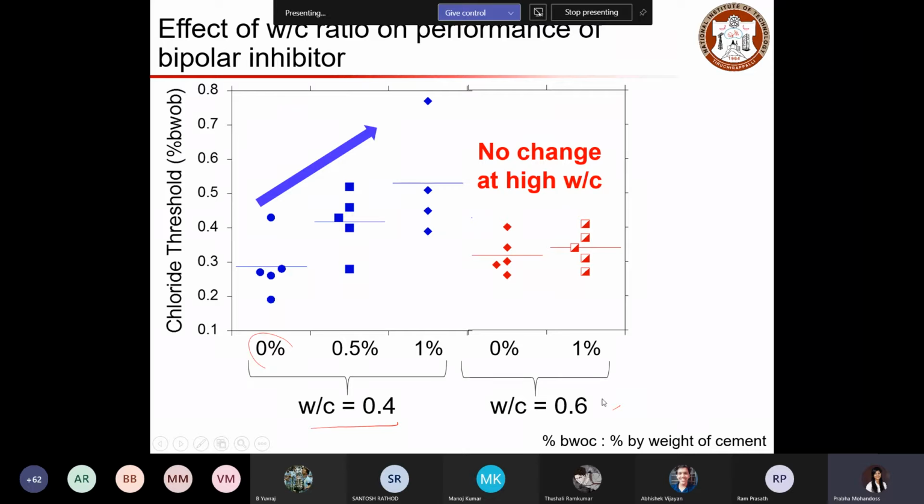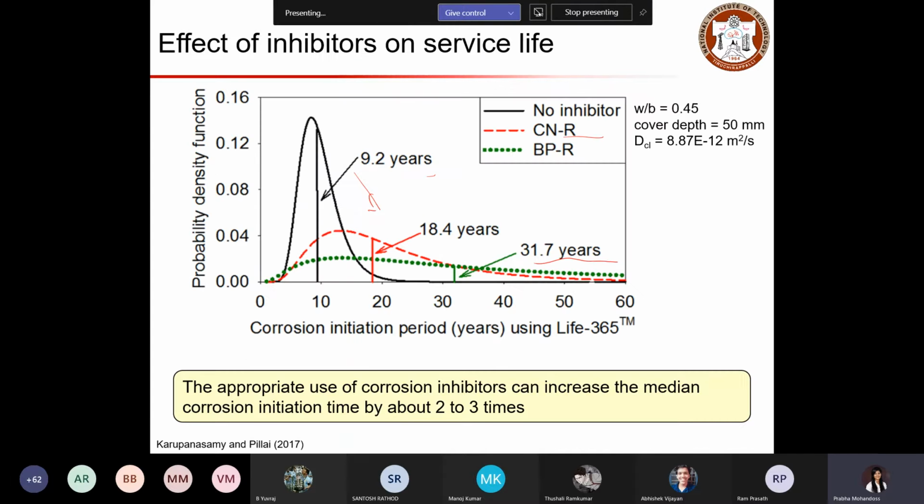Whereas when you have a higher water cement ratio, adding bipolar inhibitors will not have much effect, because when the water cement ratio is higher, the porosity is going to be high, and that inhibits the effect of the admixtures itself. So even if you add admixtures, you will not get enough benefit out of it. So the chloride threshold value will not be improved significantly for a high water cement ratio system.